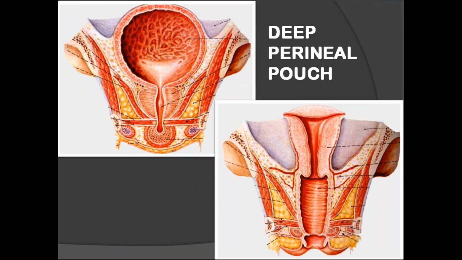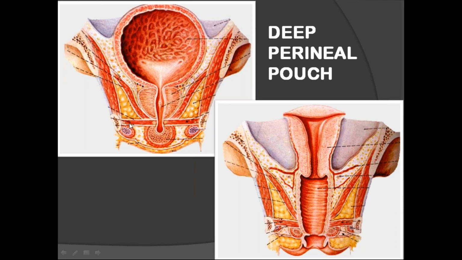Next one, deep perineal pouch. What is the situation of the deep perineal pouch? This is a coronal section of the male pelvis and female pelvis seen from anterior view. Urinary bladder, you can see the muscle of the bladder called detrusor muscle, and identify this is the prostate gland. Ischial tuberosity, levator ani muscle, right?